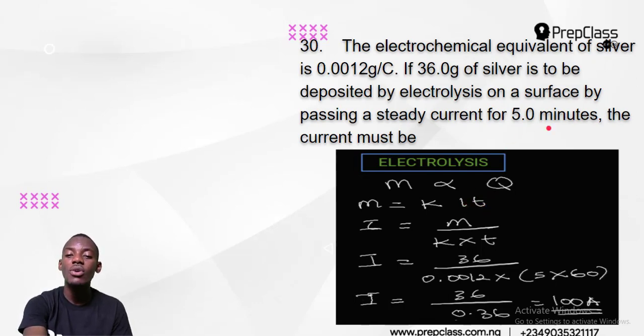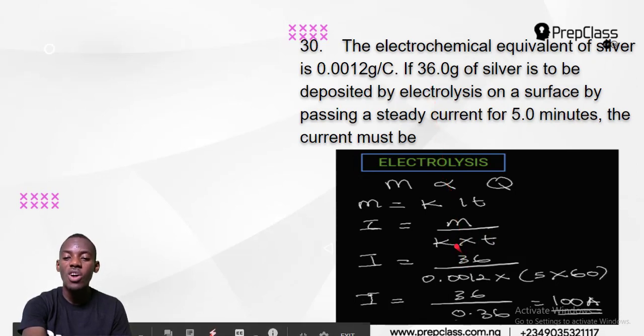Now we are told to find the current. That means you will have to remove these constants and time and put them under the mass. So I is therefore mass over K times T. Now what's the mass in the question? 36 grams, and that's 36 over what's my constant? 0.0012, and that's what I have here.